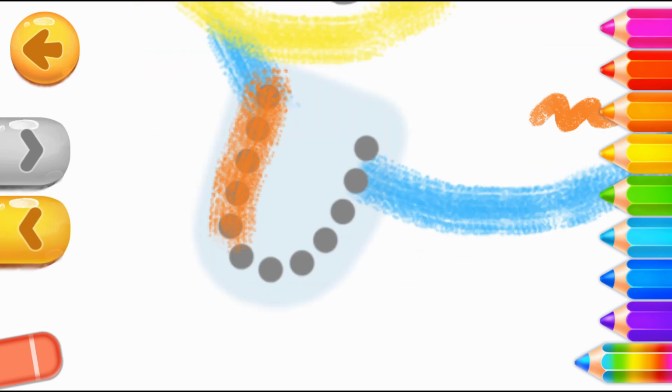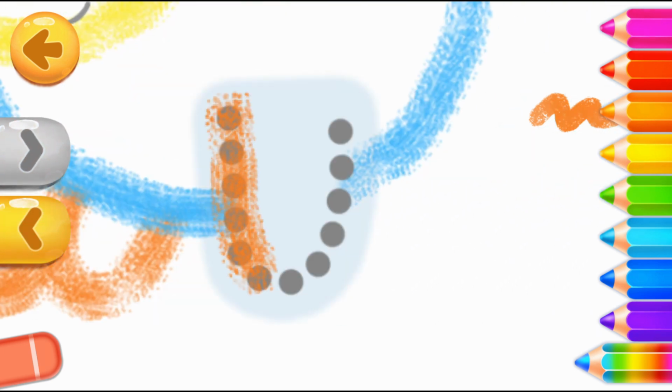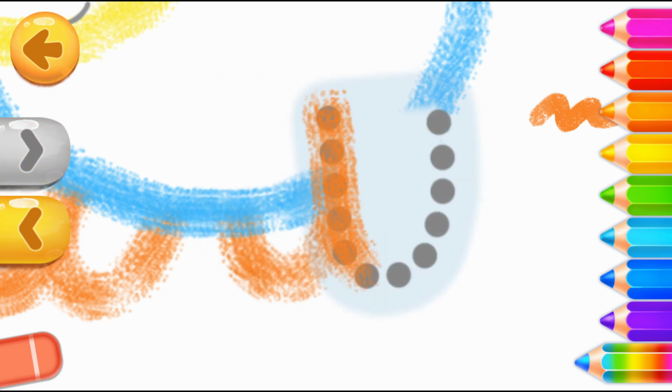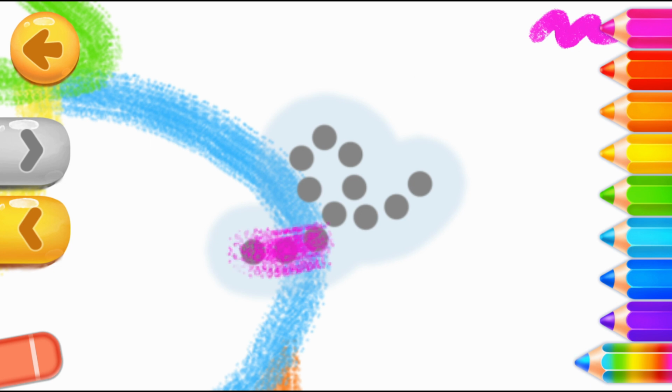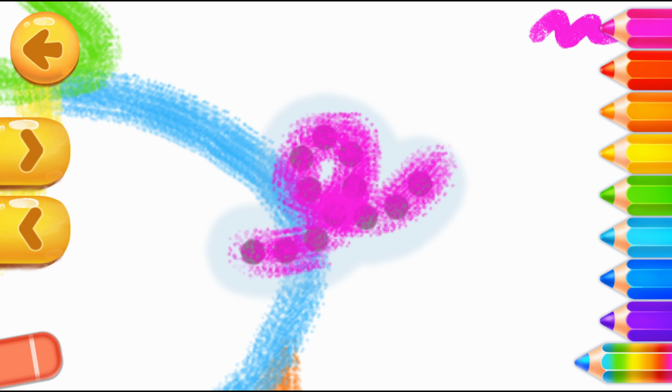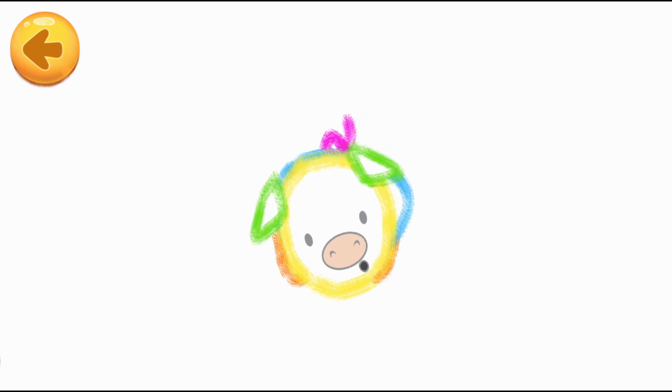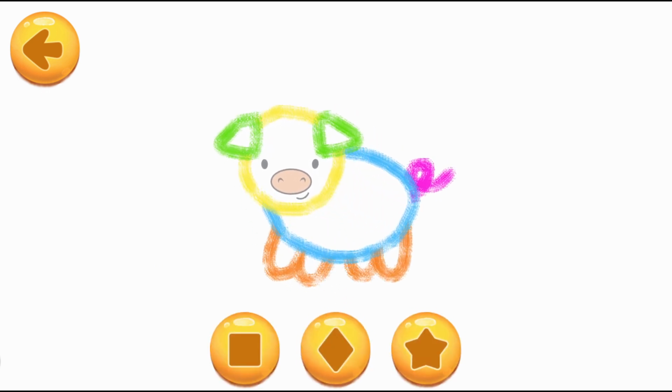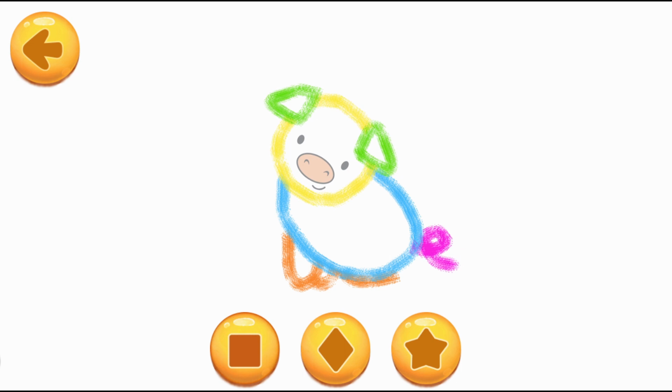Now draw the legs. The pig has four legs. You need to finish two more. Finally, draw a curly tail. Look what a funny pig you've got! You can play with a picture!